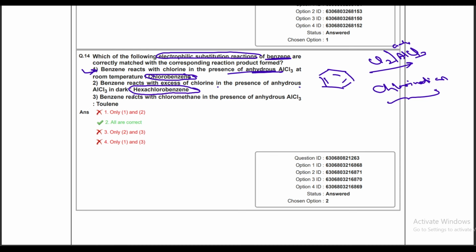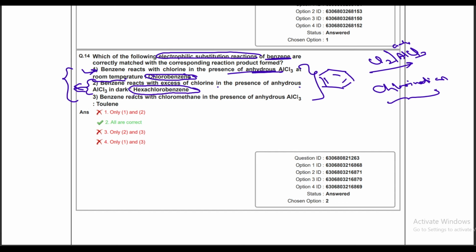Because hexachlorobenzene is formed when benzene reacts with excess of chlorine in the presence of anhydrous aluminum chloride in the dark. However, they are not mentioning any temperature or any light effect in the second statement, but in the first statement they mention only room temperature, and in the third statement they are missing any role of temperature at which the reaction is occurring. So that's why we can eliminate the role of temperature here, because they are not mentioning it specifically. So the second statement is correct.